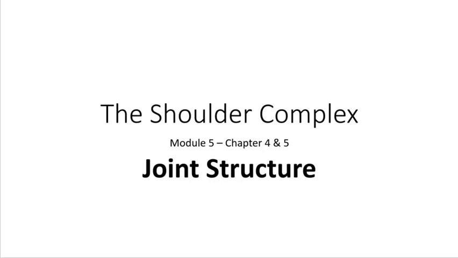So this is Module 5, the shoulder complex. This is joint structure, and this is going to be chapters 4 and 5. So chapter 4 is looking at the scapular-thoracic joint, just looking at the shoulder girdle. And then chapter 5 is looking at the glenohumeral joint, which we usually see as the shoulder. Let me just get this up here.